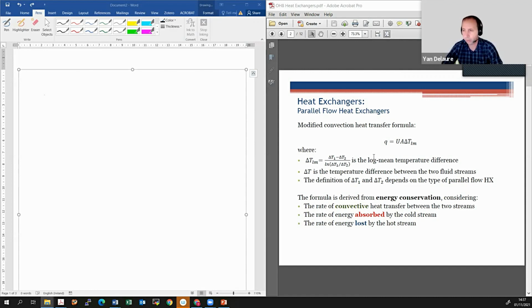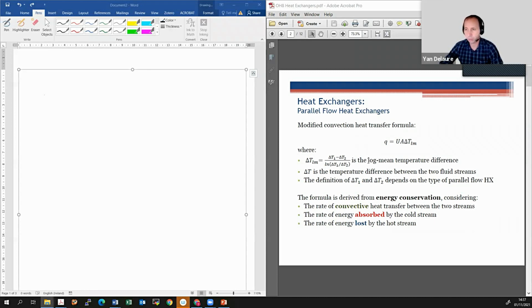So how do we define that average, or let's call it log mean temperature? There is a formula where you see that it's based on a driving temperature difference, that is, the temperature difference between the two fluid streams at one location and at another location. The actual definition of these two delta T depends on the type of parallel flow heat exchanger that we're working with, or other heat exchanger. So I need to look at specifics in order to fully define this particular term.